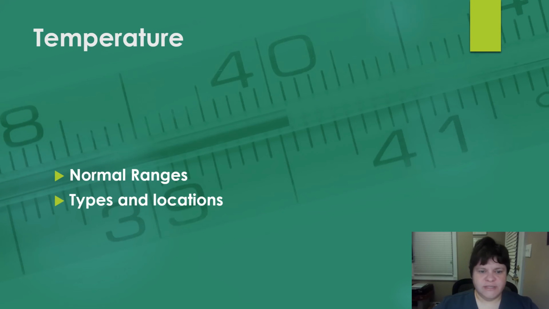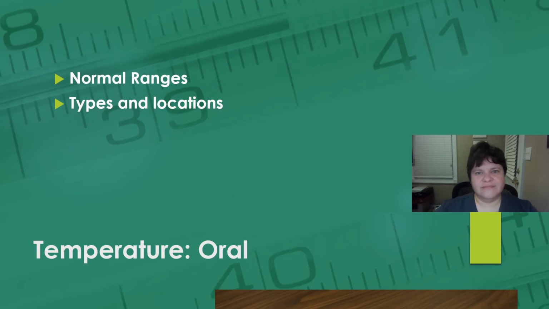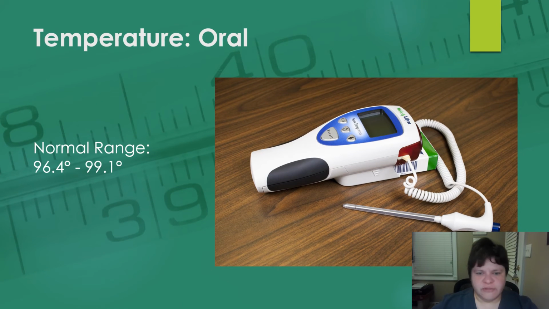Last, we're going to look at temperature. We're going to discuss the normal ranges and the types and locations you can check it. Oral temperatures are the most common way of taking your temperature. This is when you stick the thermometer under the tongue, ask the patient to close their mouth, and the machine reads it for you. The normal range is 96.4 degrees Fahrenheit to 99.1 degrees Fahrenheit.